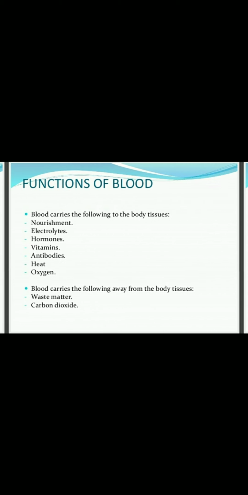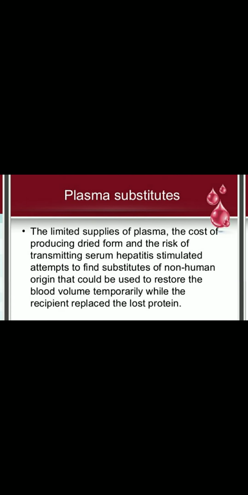Now the function of blood: we all know that it gives nourishment to the body tissue, gives electrolytes, hormones, and transports vitamins, antibody, heat, oxygen. Now what does blood carry? It carries the waste material from the tissue, and it carries the waste carbon dioxide from the tissue. Now we have to discuss the plasma constituents.